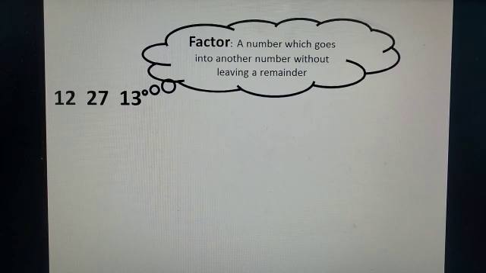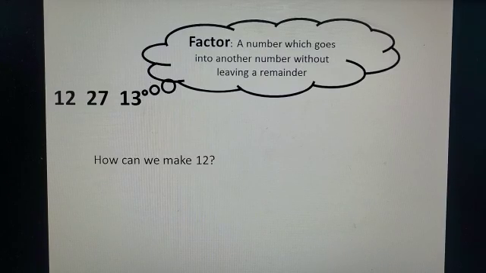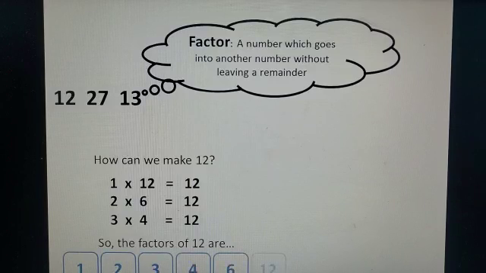So for example, let's look at these three numbers. Number 12. How can I make, using my times table, the number 12? 1 times 12, 2 times 6, 3 times 4. These 6 numbers are known as factors of 12.